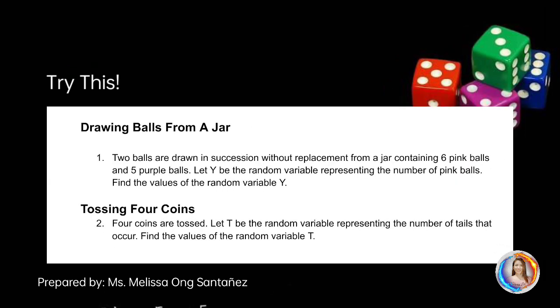Alright, now you try this. For number 1 exercises, drawing balls from a jar. 2 balls are drawn in succession without replacement from a jar containing 6 pink balls, 5 purple balls, and let y be the random variable representing the number of pink balls. The second exercise is tossing 4 coins. 4 coins are tossed. Let x be the random variable.